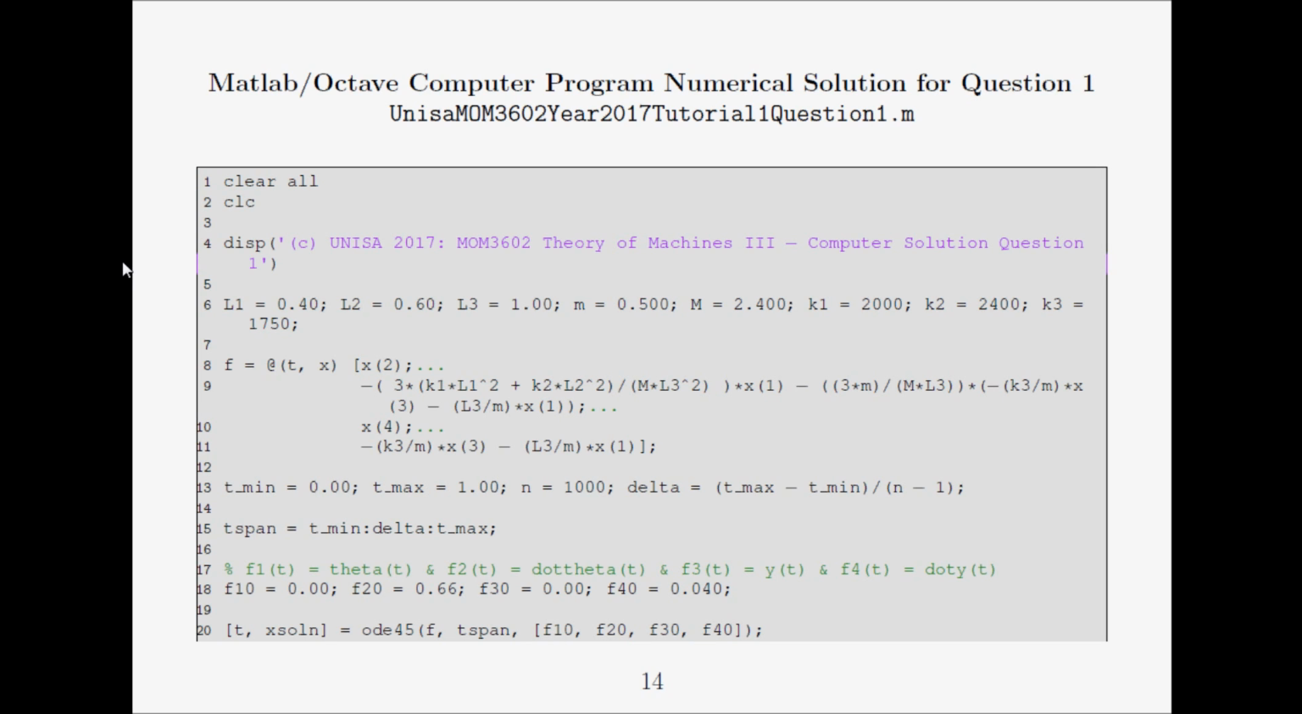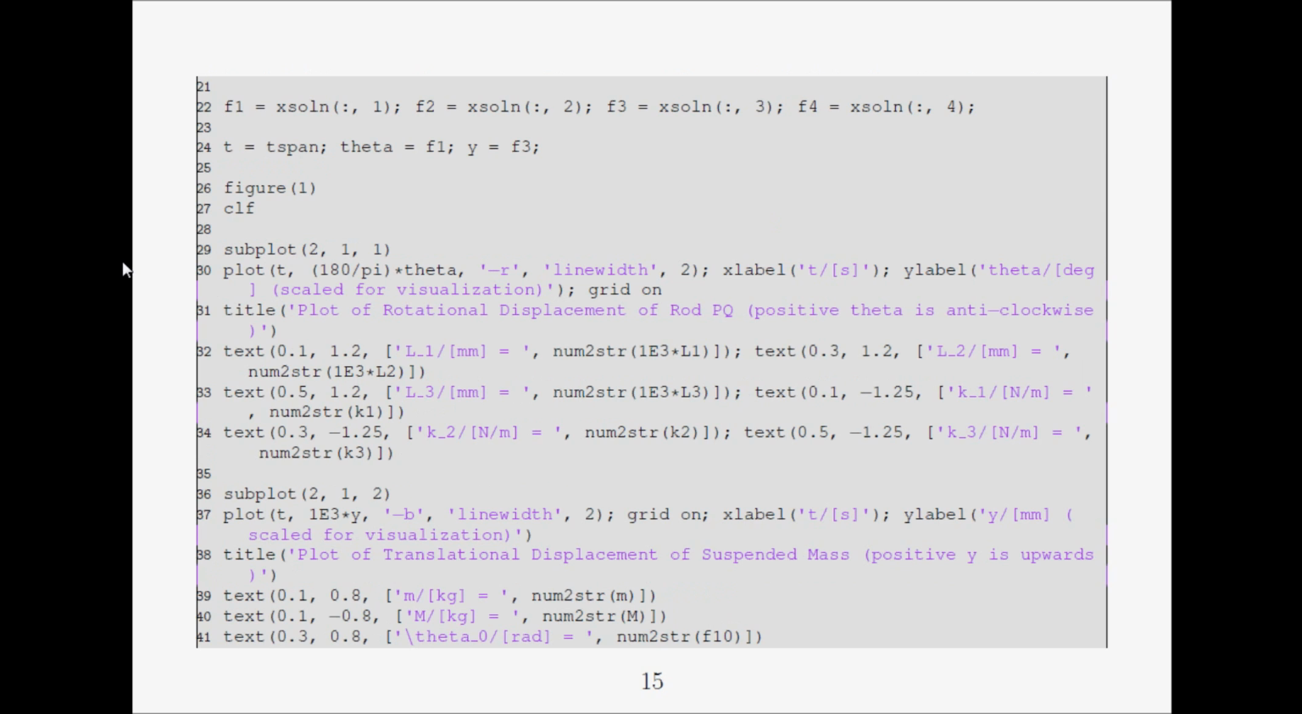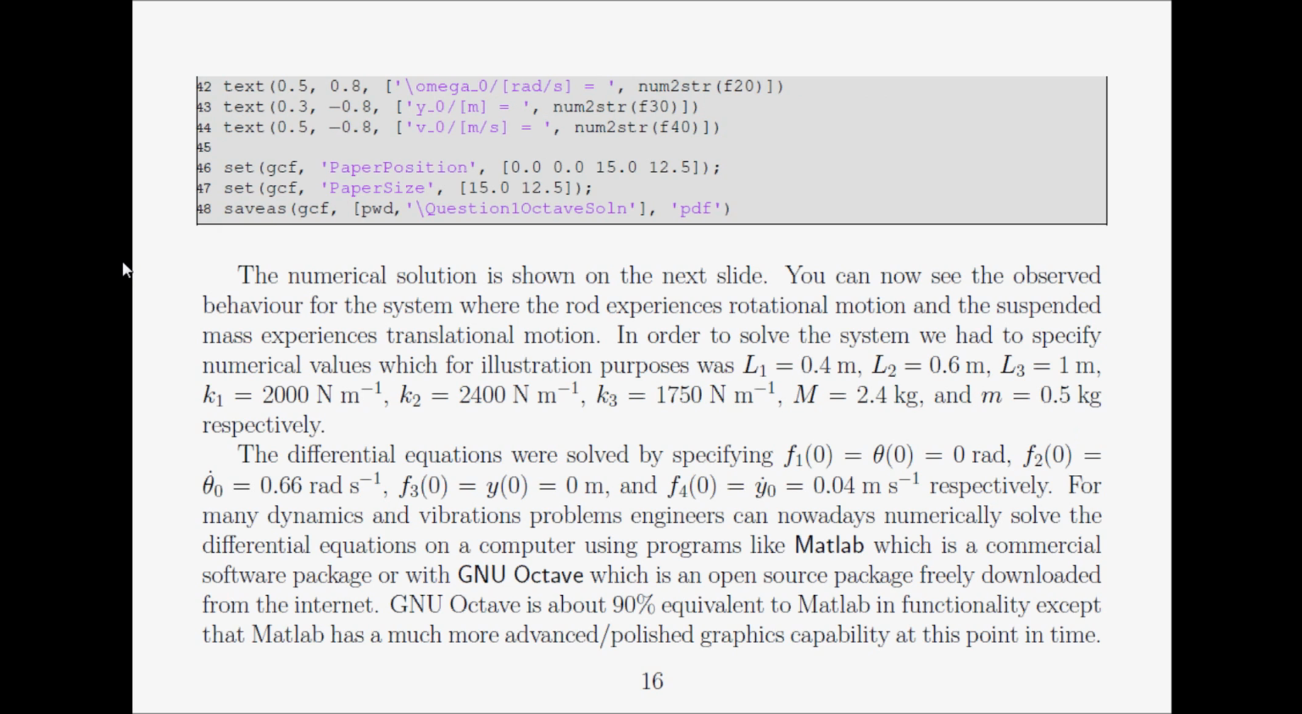We write a computer program to solve the particular problem. This is a program written in MATLAB. It will also run in Octave. Octave is an open source software that you can download for free on the internet. MATLAB is a commercial package. It's basically equivalent, it's just that MATLAB is much more polished, much more advanced, much more robust, and Octave is free software. So it is not as good as MATLAB, but in many problems it is just as good and reasonably good enough.